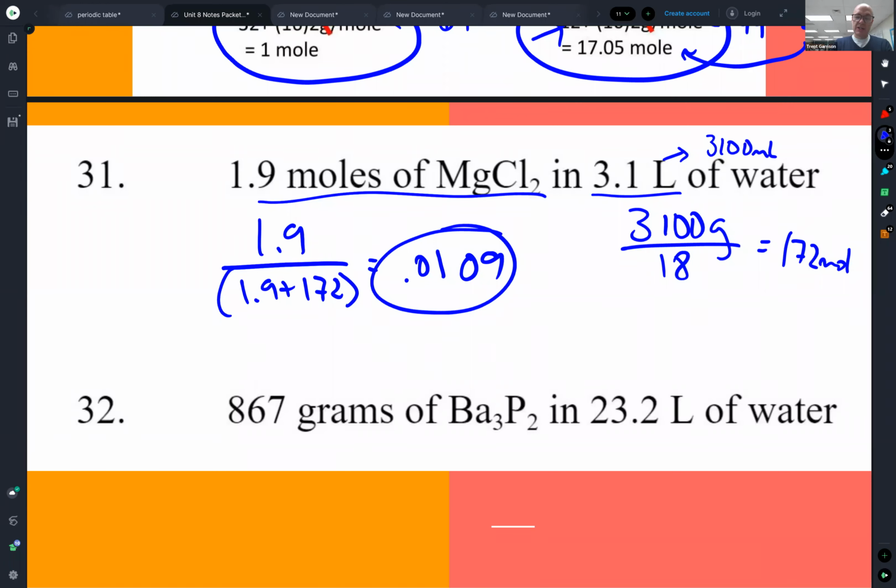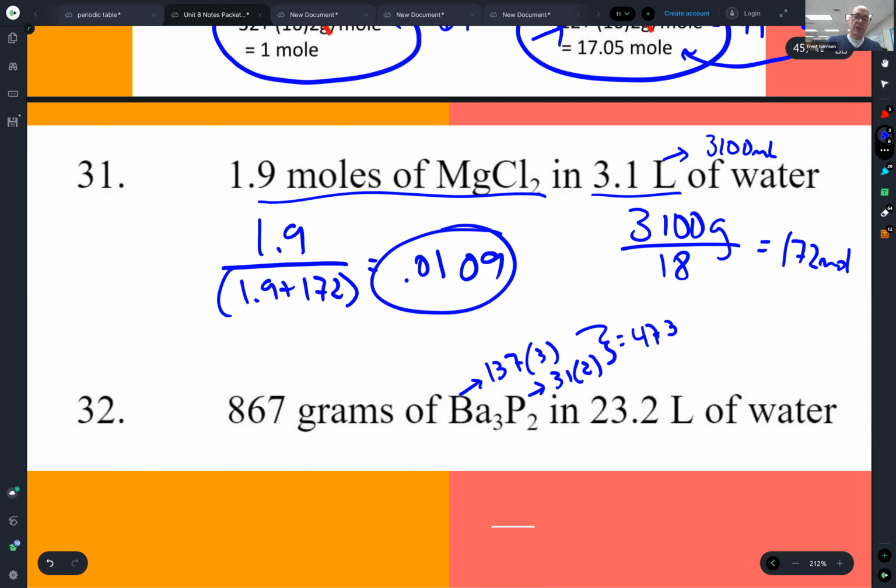Barium phosphide. So I need to go and add up the weights of these bariums so that I can convert grams into moles. Each barium is 137. Each phosphorus is 31. So if I add those together, I get 137 times 3 plus 31 plus 31, 473. So 473 grams converted to moles, I divide 867 divided by 473, I get 1.83 moles.